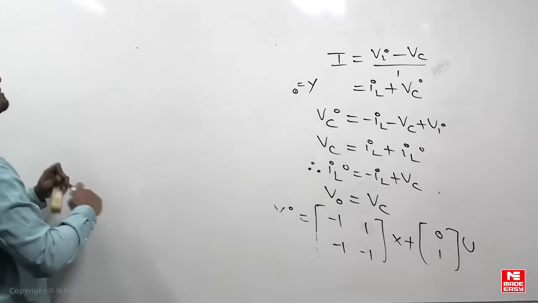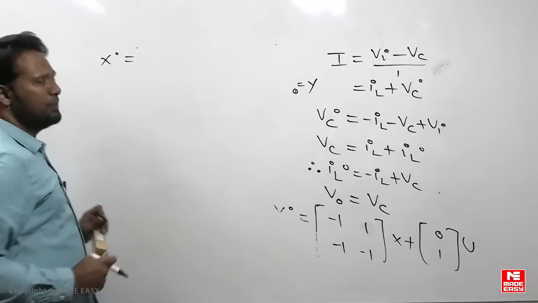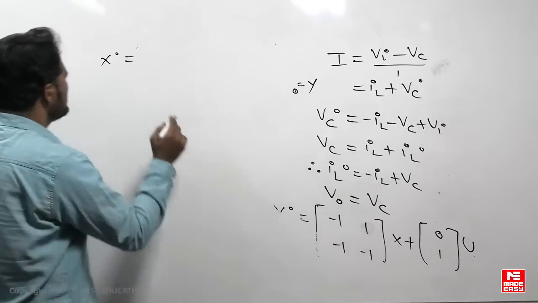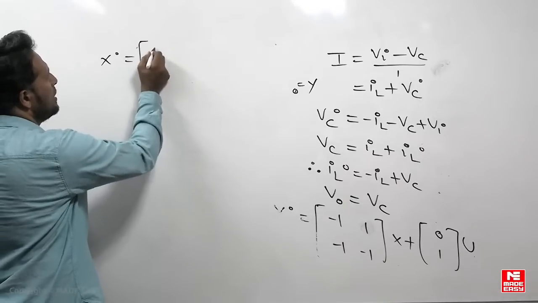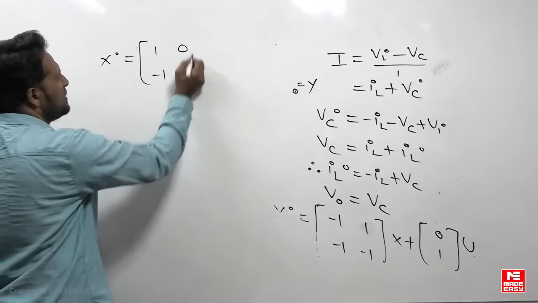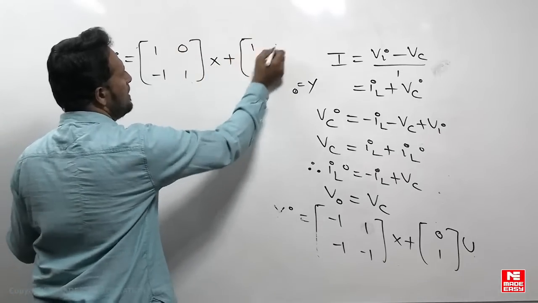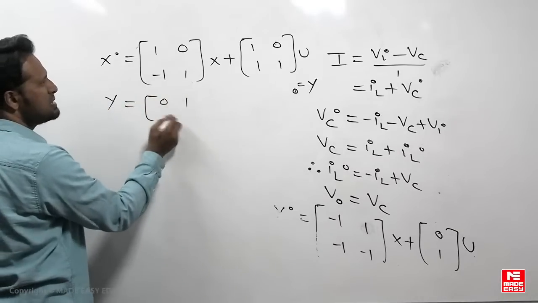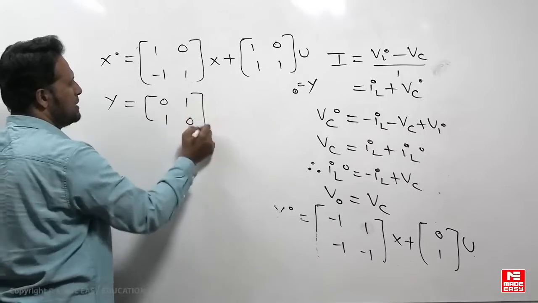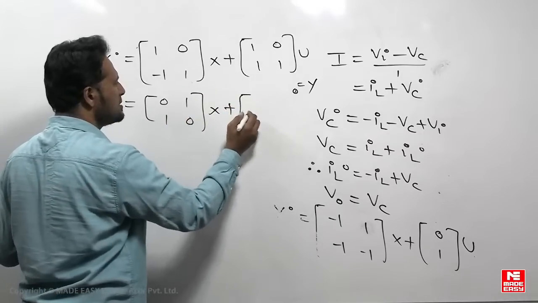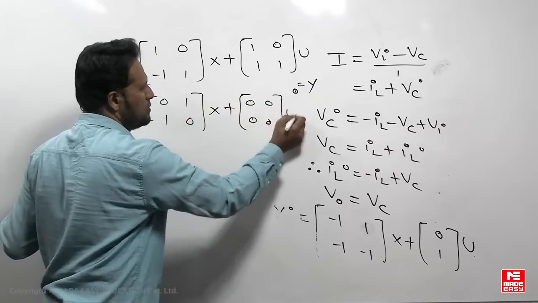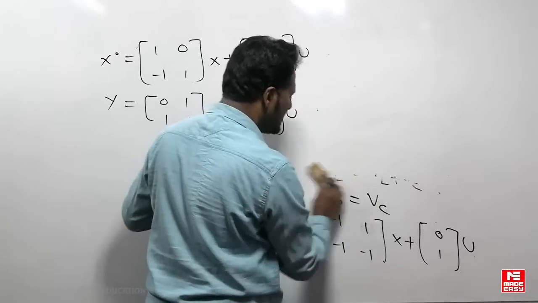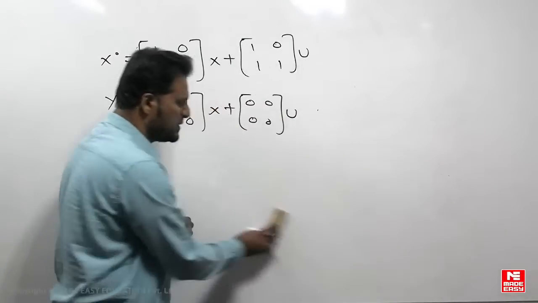I just want to add one important thing in determining controllability and observability. Say a state model is given: x dot equals [1 0; -1 1] x plus [1 0; 1 1] u, and y equals [0 1; 1 0] x plus [0 0; 0 0] u. The question is to comment on the controllability and observability of the system.